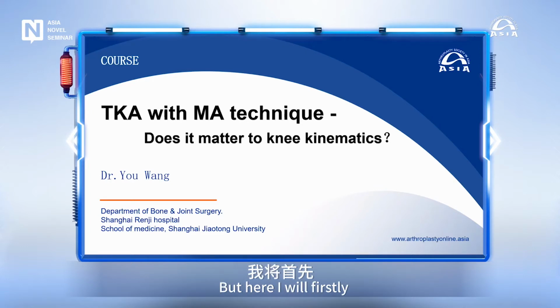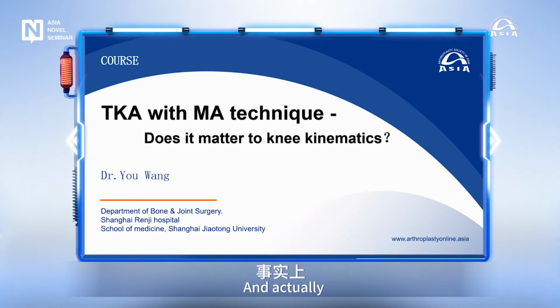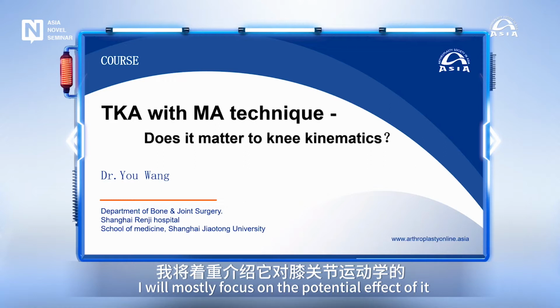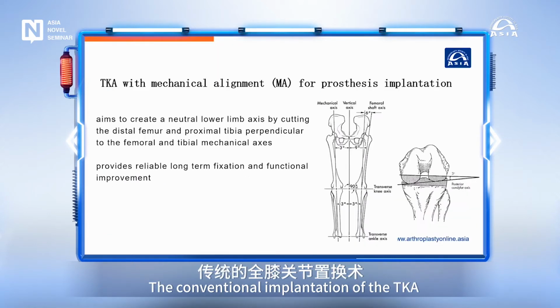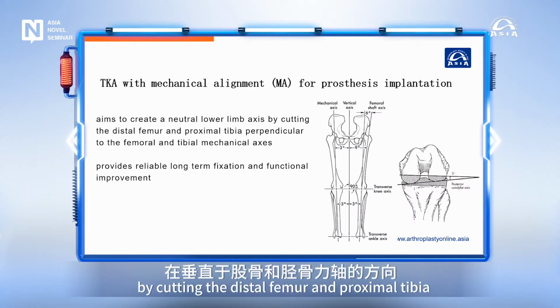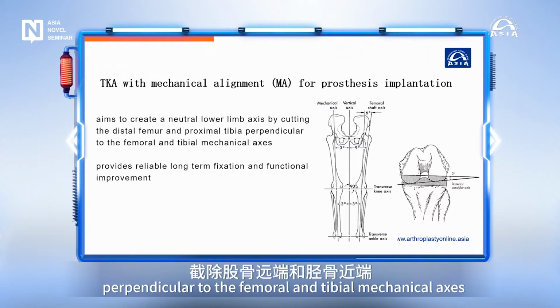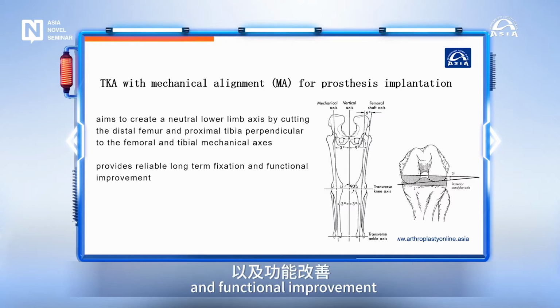But here, I will first talk about TKA with the mechanical alignment technique. Does it really matter? Is there something wrong with it? I will mostly focus on its potential effect on knee kinematics. The conventional implantation of TKA aims to create a neutral lower limb. You may all know that by cutting the distal femur and proximal tibia perpendicular to the femoral and tibial mechanical axes, this provides reliable long-term fixation and functional improvement.